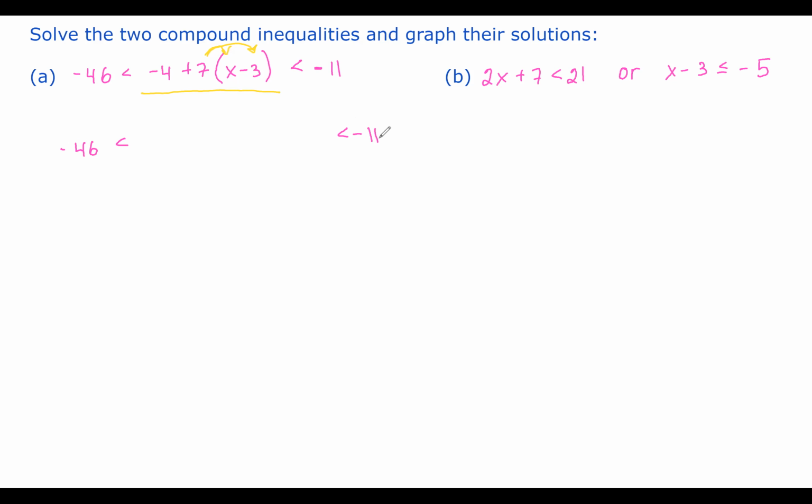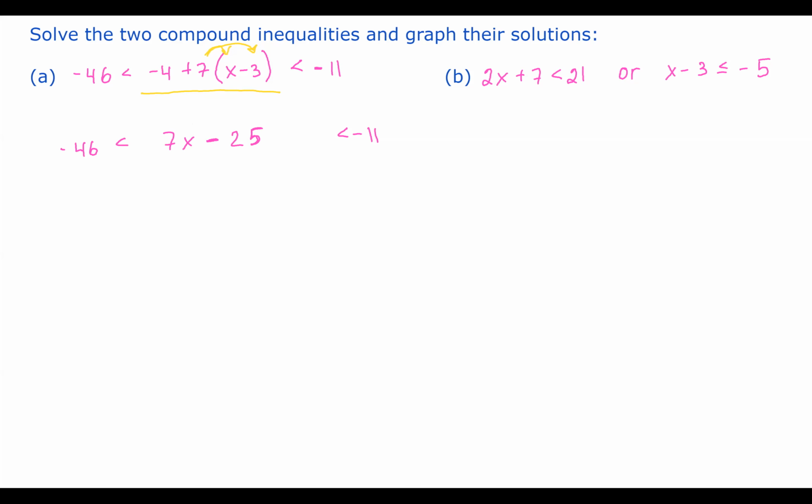Okay, so this is what I'm getting. I am getting 7x minus, it would be minus 7 times 3, 21, plus 4, minus 25. This is what I'm getting, right? Let me know if you don't see how I got it, right? But I'm getting 7x minus 25. Everybody's good? Okay, excellent.